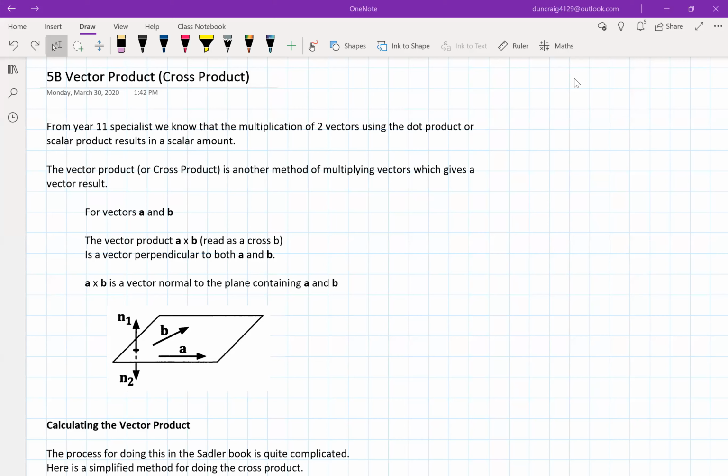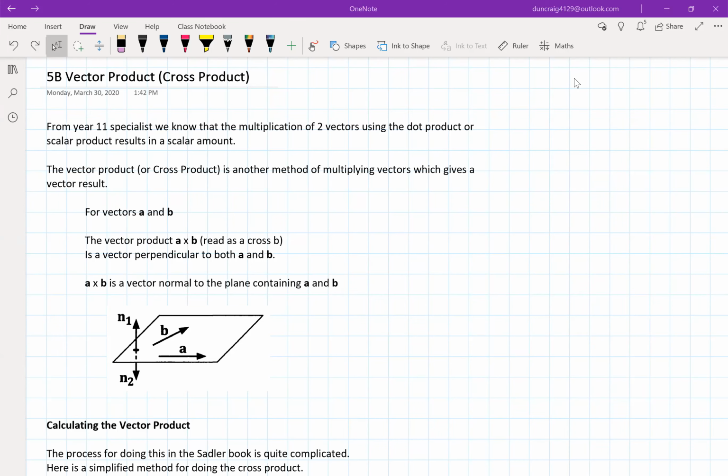All right, so today what we're looking at is the vector product or the vector cross product. And hopefully you've gone through chapter 5a prior to this, which is just an introduction to 3D vectors. So in today's lesson, we're going to be looking at the cross product.